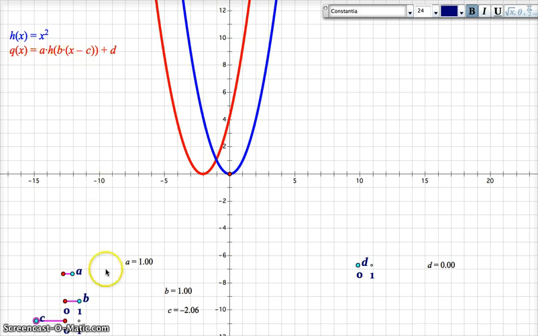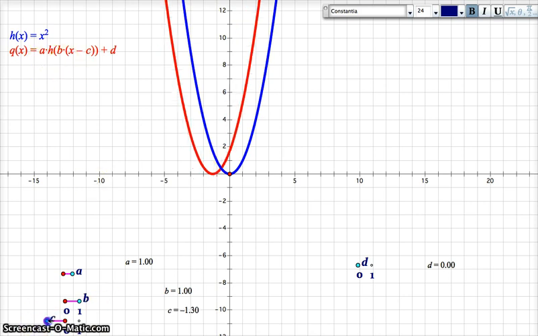Now let's take a look at what happens. I'm going to put c back to 0 because it's confusing when there's too many transformations going on at once. So now let's take a look at what happens with a. A is a transformation, a multiplication that happens outside of the function. Because it's a multiplication, let's see what happens. Right now a is 1. What happens if we make a 2?